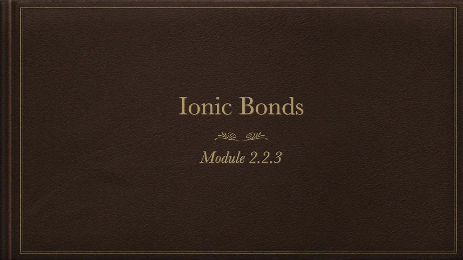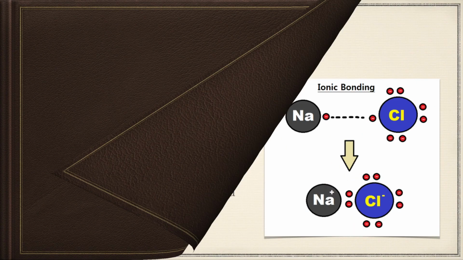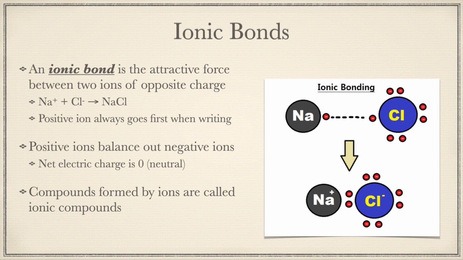Ionic bonds. So an ionic bond is an attractive force between two ions of opposite charge. So remember, our ions are atoms or groups of atoms that have a net charge to them because they have unequal numbers of protons and electrons.